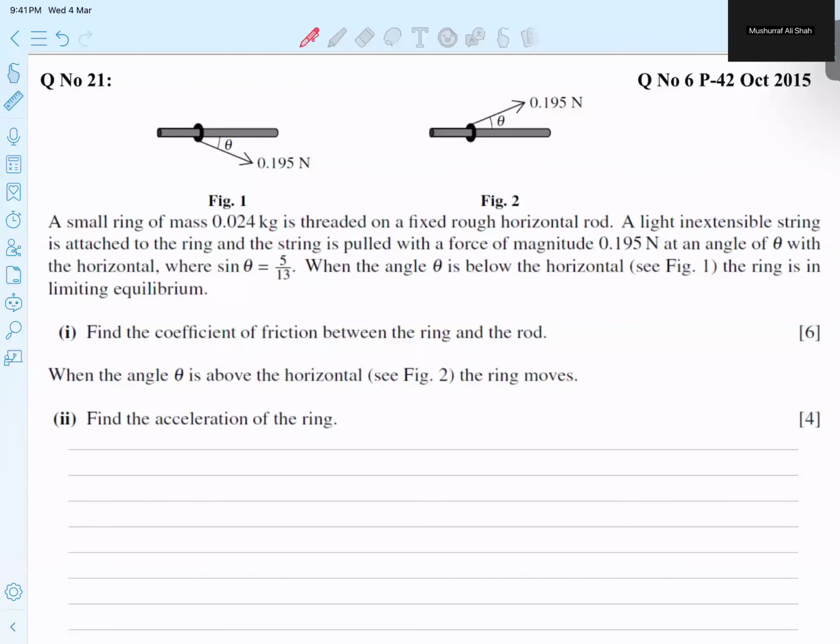October 2015, variant 42, question number 6. Topic is a ring. So let's see how we can do it. What's the concept of the ring? You know it very well.